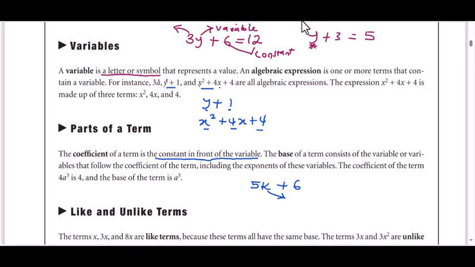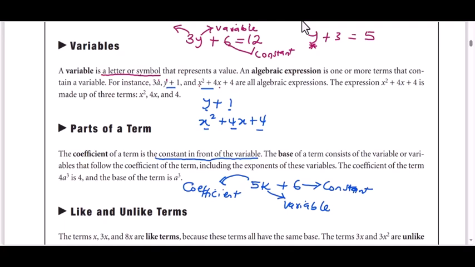These are just 2 terms, you understand? In these 2 terms, this k is the variable, and this is our constant. Now this value that is alongside the variable is called a coefficient. That is what a coefficient is. This k is a variable, while this is our constant in this expression. So you just need to know that the coefficient is that value that is written alongside the variable. Now the base of a term consists of the variable or variables that follow the coefficient of the term, including the exponent. So this is the base, and this base is just raised to power 1.